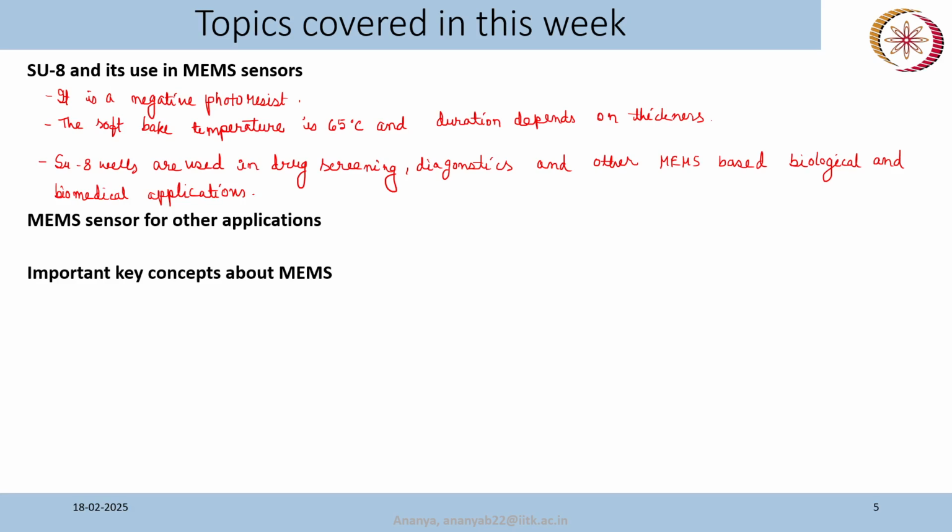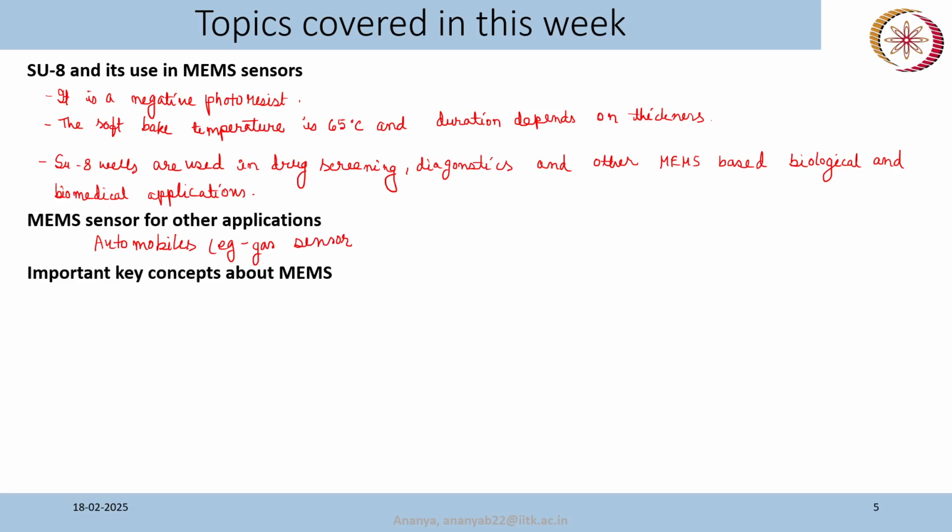What are some other applications of MEMS sensors? What were the examples given? MEMS sensors are used in automobiles. This was discussed in the class. What are the different types of MEMS sensors in automobiles that you can search? One example can be a gas sensor, a MEMS based gas sensor. There will also be some pressure sensors.